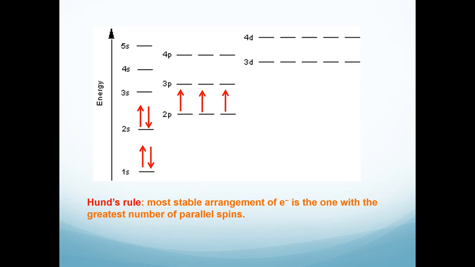So for Hund's rule, the most stable arrangement is the one with the greatest number of parallel spins. And then going back to the Aufbau principle, we want to make sure we start with the ones that are lowest in energy first and then fill up. So we want to think about what element is depicted above. If we have 1s2, 2s2, 2p3, we have nitrogen.